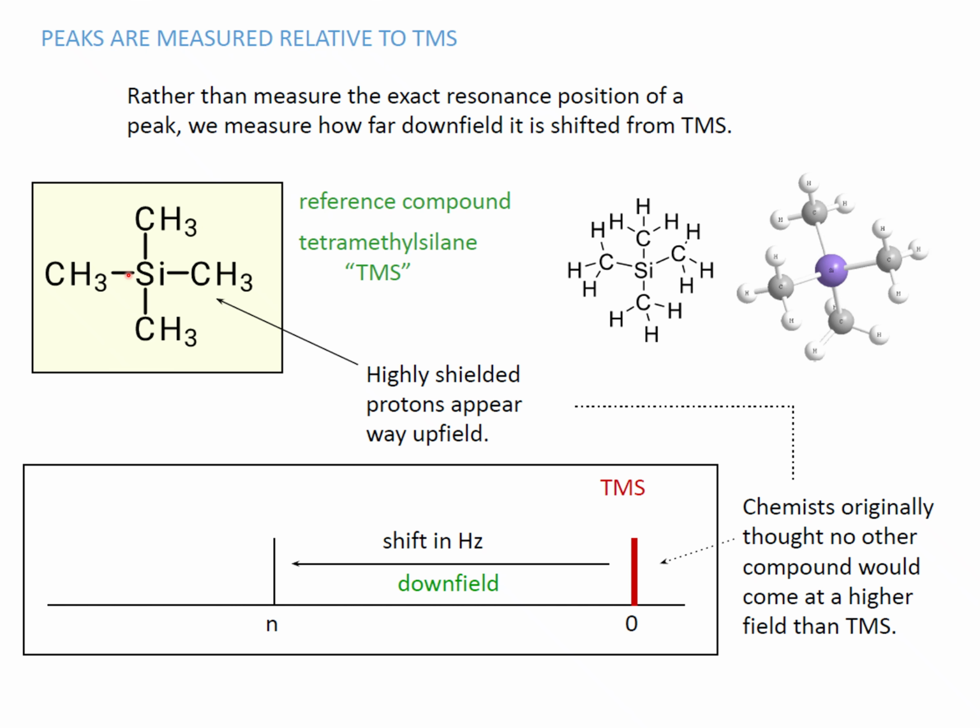So this is the structure of TMS. How much chemical shift will we have? Actually, there would be no chemical shift because there are 12 hydrogens and all of them are in the same environment. So their position would be 0, and it has been standardized as 0. So TMS is the most highly shielded.